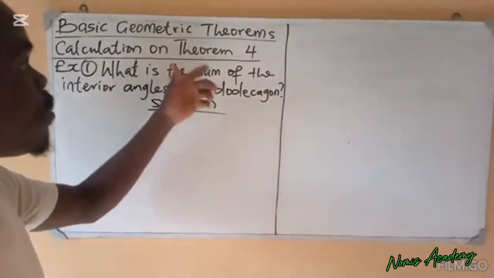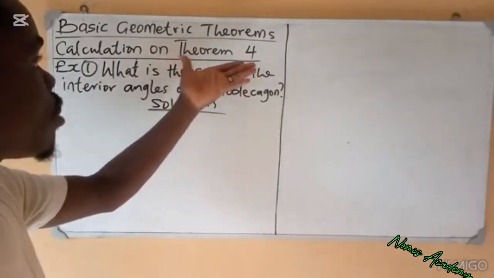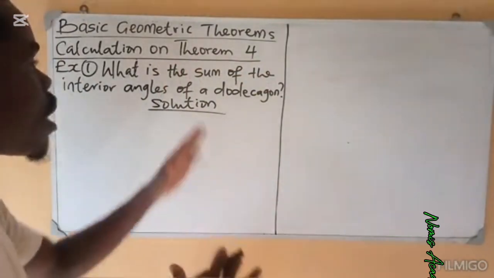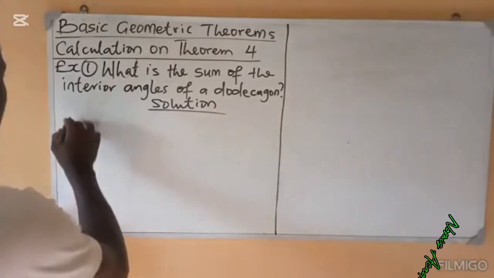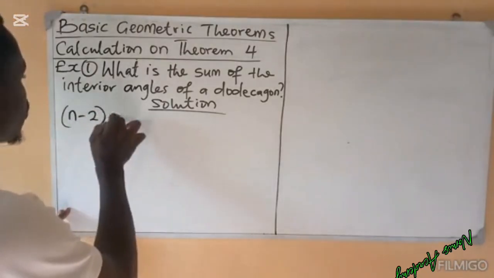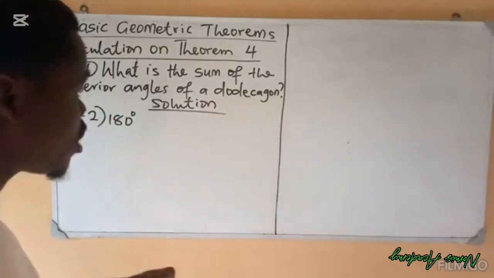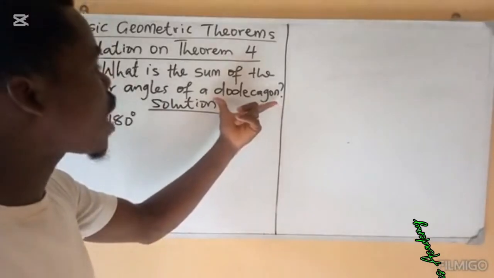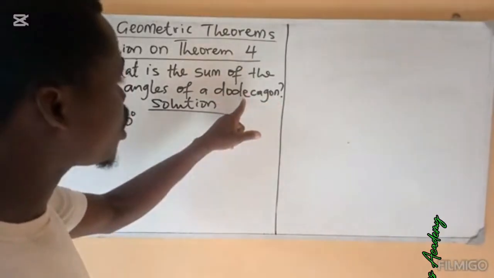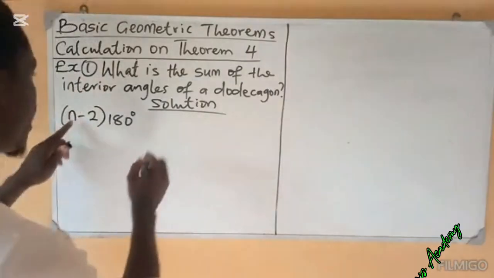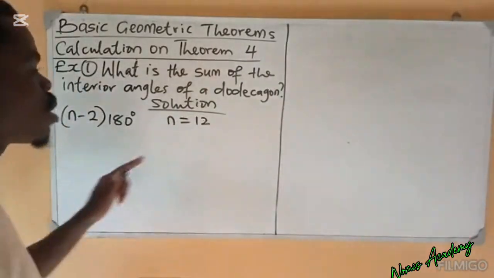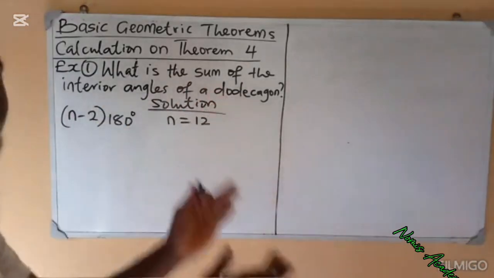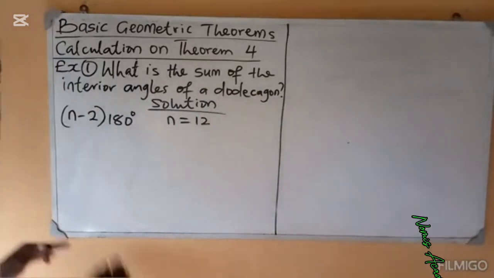So if you remember in the previous video, we were able to state theorem 4. It says that the sum of the internal angles of any convex polygon is n minus 2 multiplied by 180 degrees. So we're going to be using this idea to find the sum of angles of this polygon. Now this polygon has 12 sides, meaning that n is equal to 12. So we are going to slot in n in the formula and then use it to find the sum of its internal angles. So now let's do that.